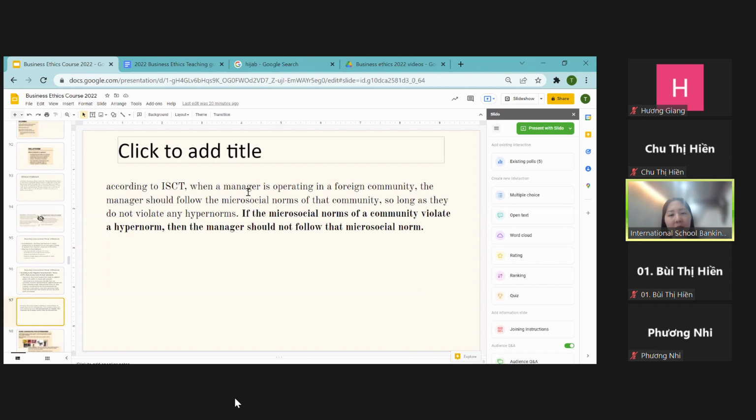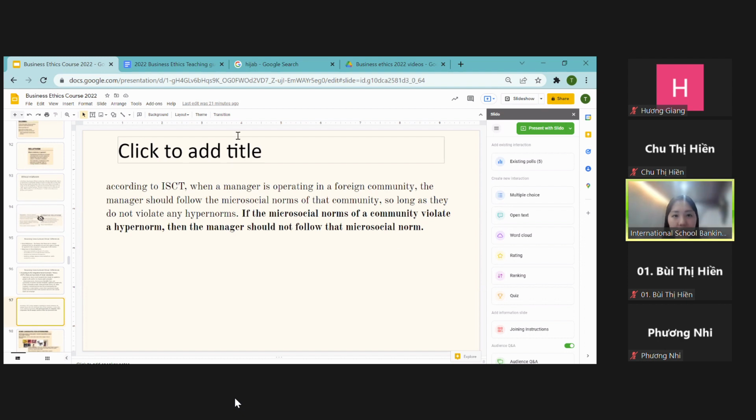And this theory says that when a manager is operating in a foreign community, the manager should follow the micro social norms of that community, do as the Romans do, as long as that local norm, that micro social norm, does not violate any hyper norms, any international norms. In case the micro social norm violates the hyper norms, then the manager should not follow that micro social norm. For example, child labor. Child labor is a micro social norm in China, right? However, the hyper norms say that you shouldn't use child labor. So if you are a manager working in China, and you see that the micro social norm of using child labor is violating the hyper norm of the UN, do not use child labor, then as the manager, you should choose not to follow the micro social norm, the local norm of China.